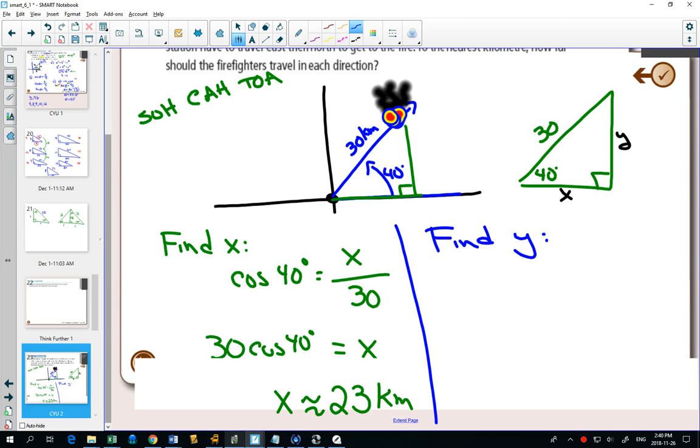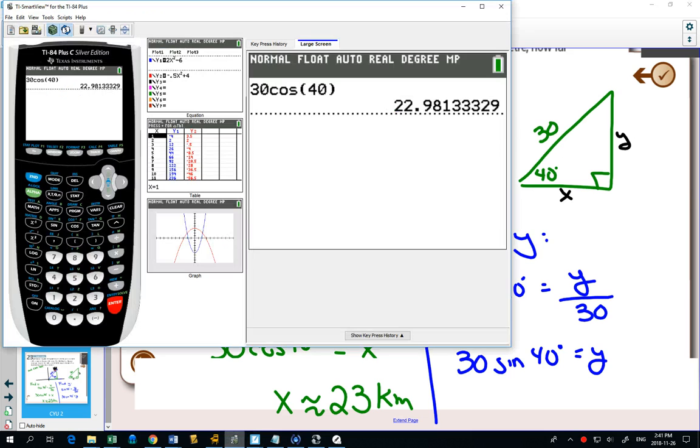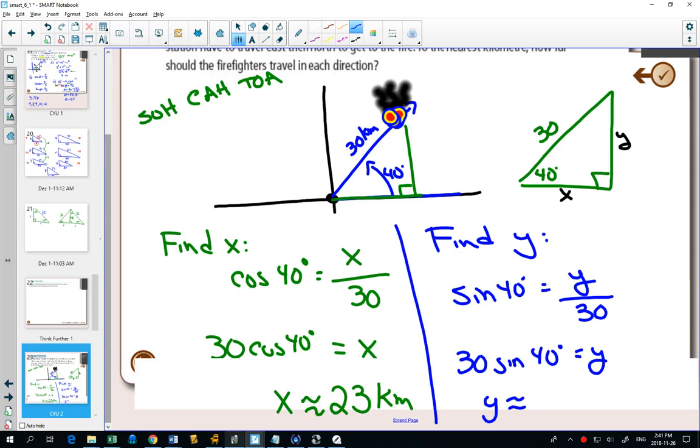Now we can find y. Sine, cos, or tan for finding y? Sine, because it's the opposite side. We know the angle, 40 degrees. Y is the opposite side, and we know the hypotenuse. Multiply both sides by 30. Take out our calculator. 30 sine of 40 degrees. 19.2, so to the nearest kilometer, y is approximately 19 kilometers.